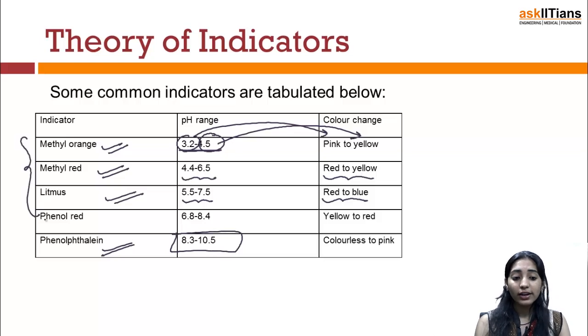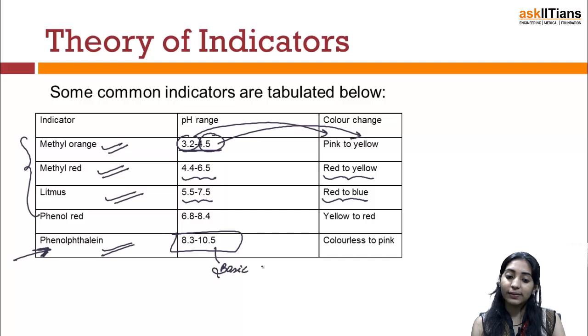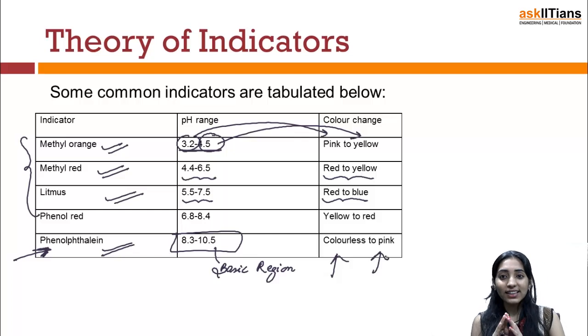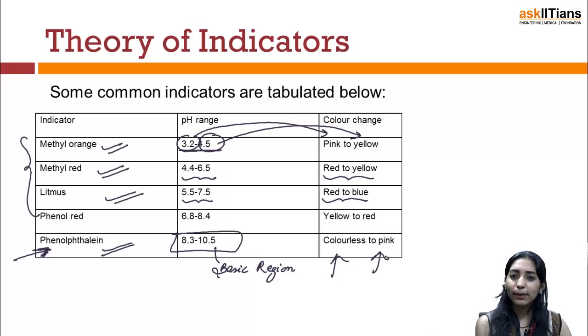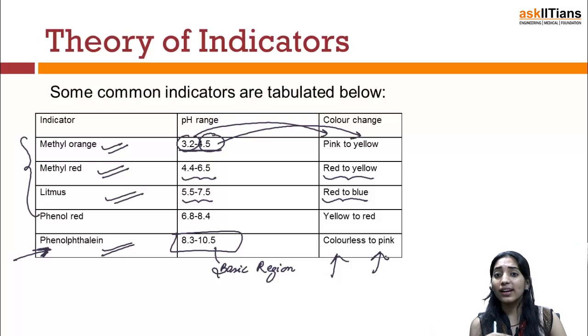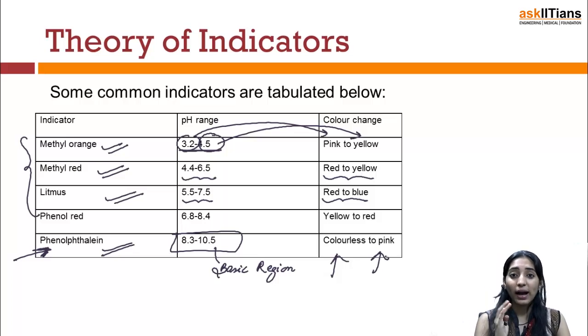All the above four indicators have a working range which generally lies in the acidic and neutral range. But for phenolphthalein, the working range lies completely in the basic region. The color change is from colorless to pink. Since pink is a very bright color and with colorless you won't see any color, there is a very good contrast. So it's very easy to distinguish when the endpoint has arrived, because just before the endpoint the solution will be colorless and just after the endpoint it will be pink. It's very easy for us to see by eye that the reaction has now completely taken place.